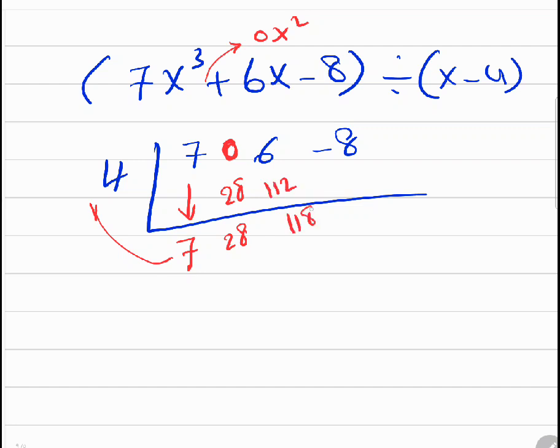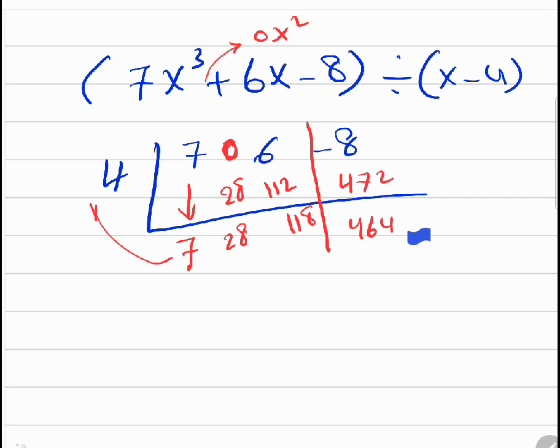Now, 4 times 118. So 4 times 100 is 400. 4 times 10 is 40. And 4 times 8 is 32. So 40 and 32 is 72 plus 400. That's going to be 472. And negative 8 plus 472 is 464. And so that is the remainder.